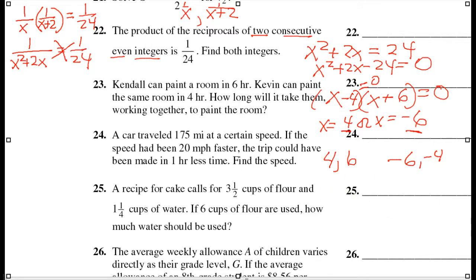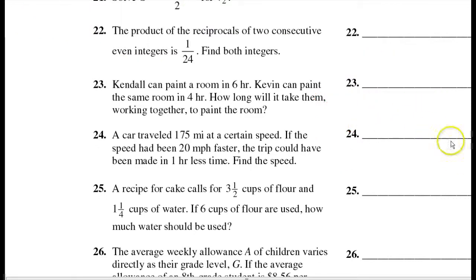All right, let's go on and look at this next one here. It says Kendall can paint a room in 6 hours, so his rate's going to be 1/6. Kevin can paint the same room in 4 hours, so his rate is 1/4. That's how much they can get done in an hour. How long will it take them to paint the room together?